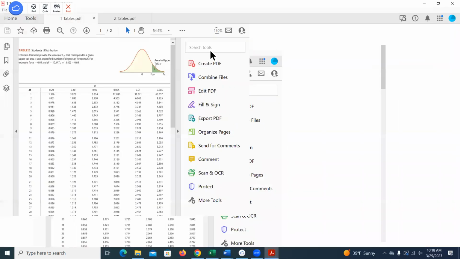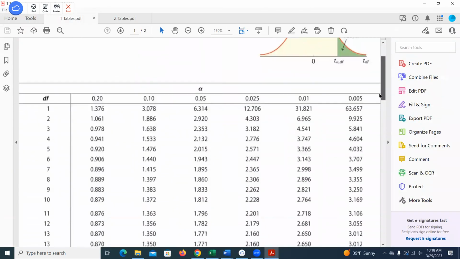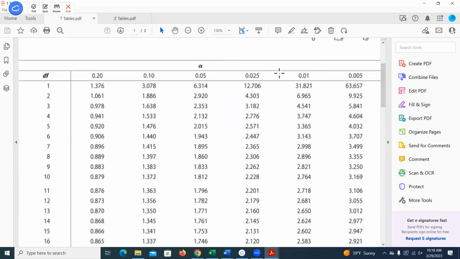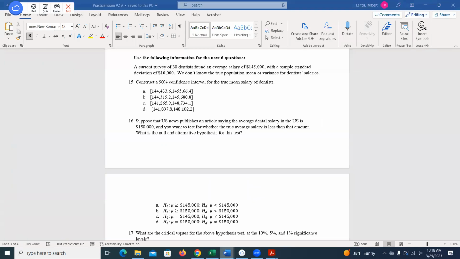I've got my degrees of freedom of 29, right? So I'm all the way down here. It's kind of a pain, but what's the area that I want in each tail? Well, I didn't write down yet what level of confidence I want. So I wanted the 90% confidence. So my alpha is going to be what?